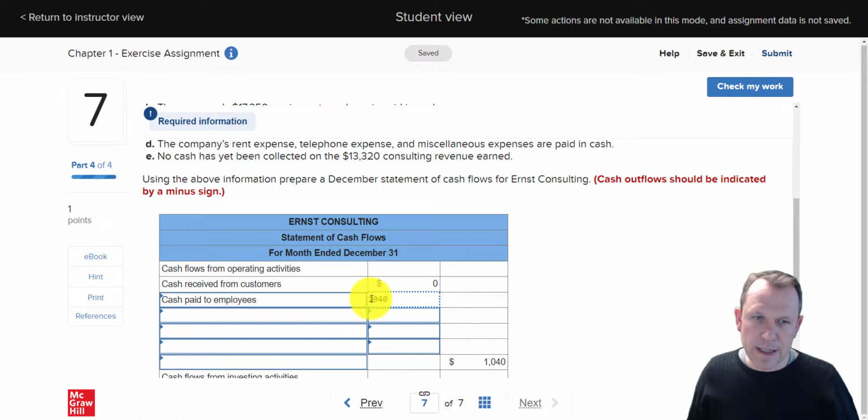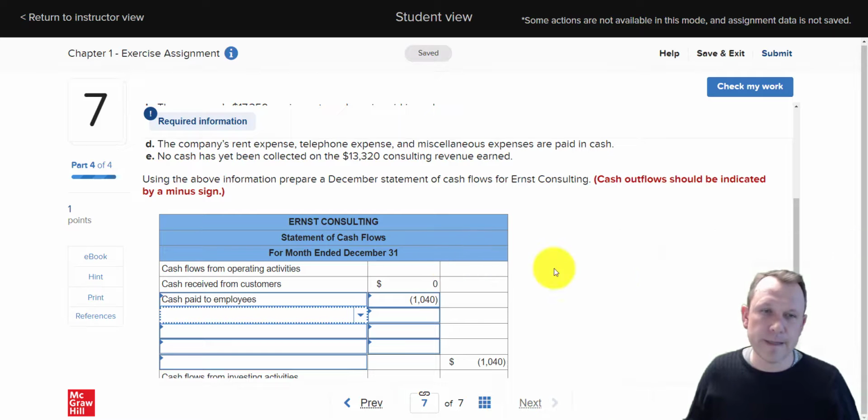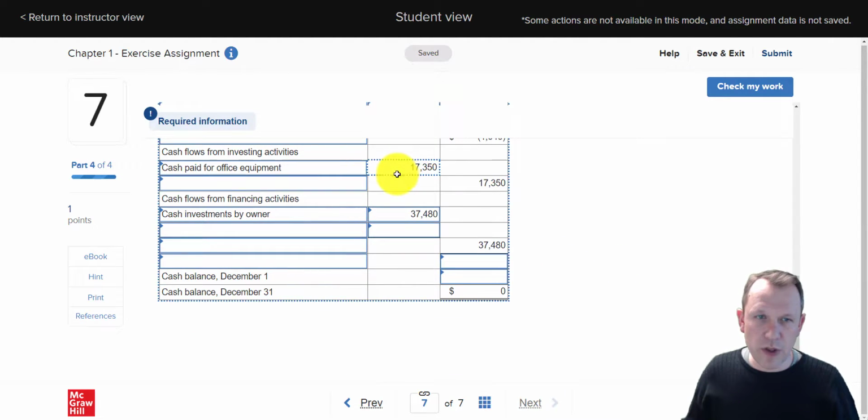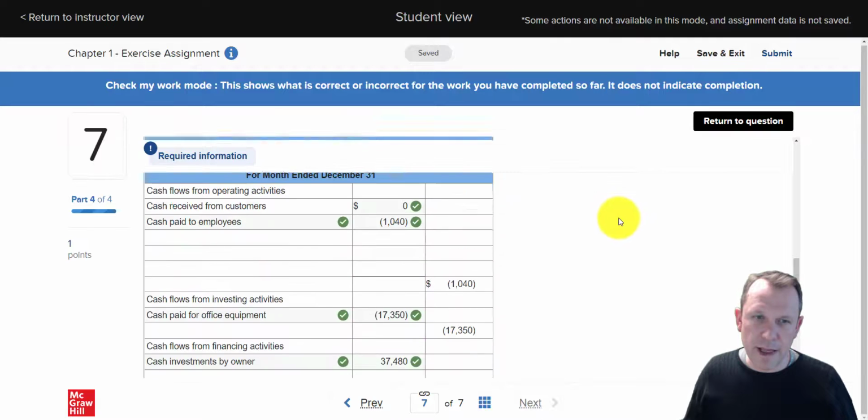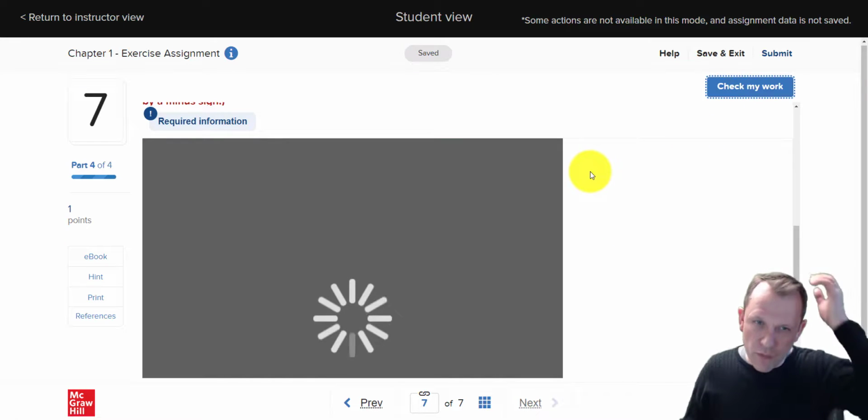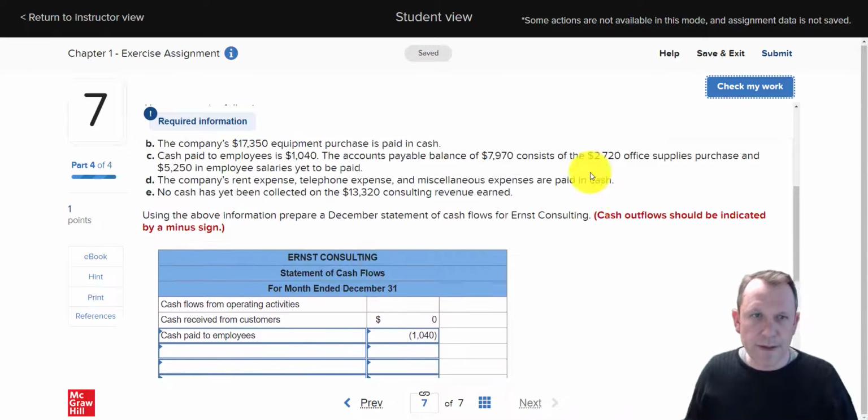Well, the cash flow statement is the one statement where we show cash outflow as a negative number. So same thing here with our office equipment. We paid for this. This is cash outflow. It'll be a negative number. So now let's check it again. Looks good. All right. Beautiful. So we got it going the right way.